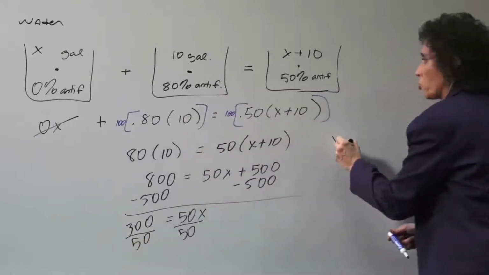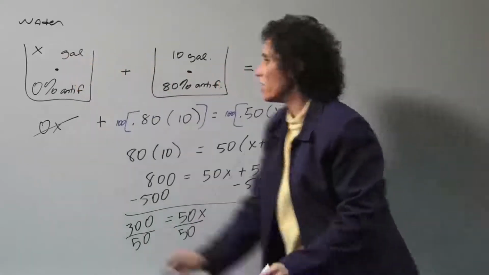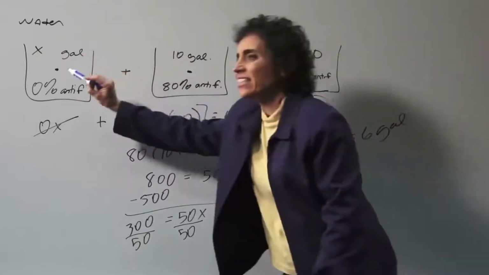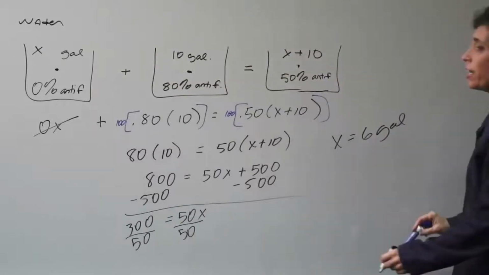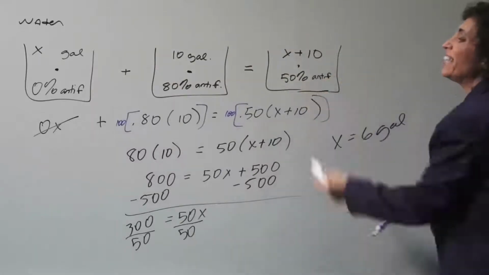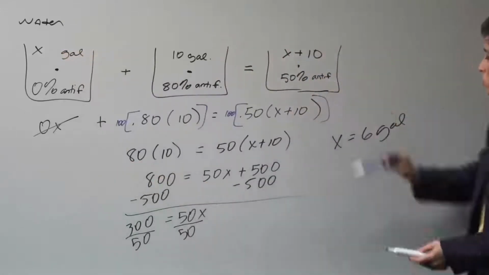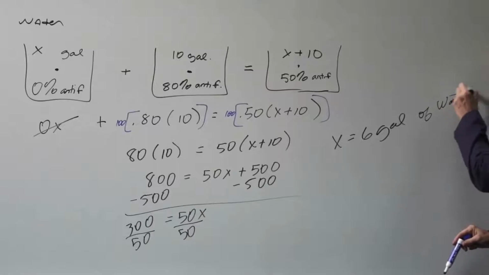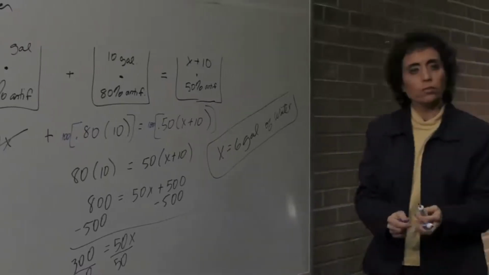X equals 6. What does 6 represent? 6 represents gallons. The question is how much water? I need 6 gallons of water to dilute it to get this much antifreeze. And how much antifreeze would this be? 16 gallons. How do I know this? Because this is 6, and 6 plus 10 is 16. But they didn't ask me that. They just asked me how much water I need, and this is how much water I need. That's it. That problem's done.